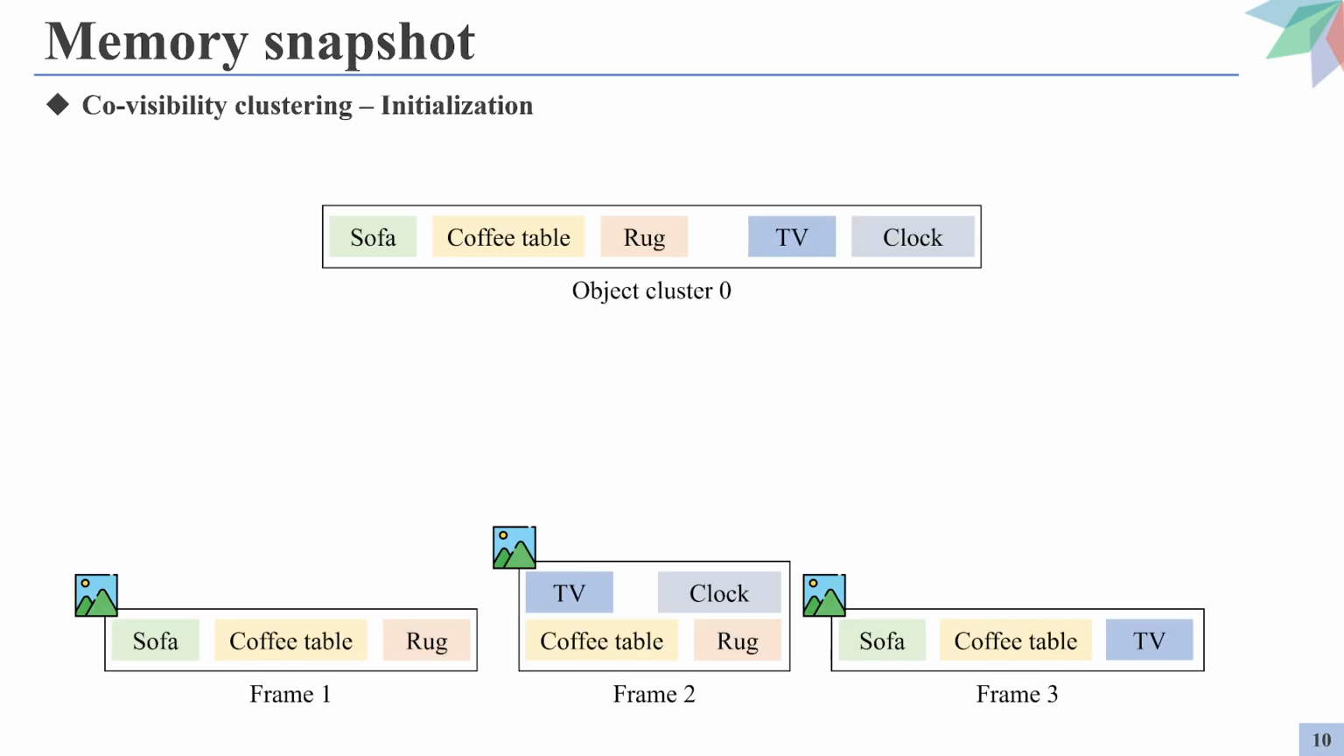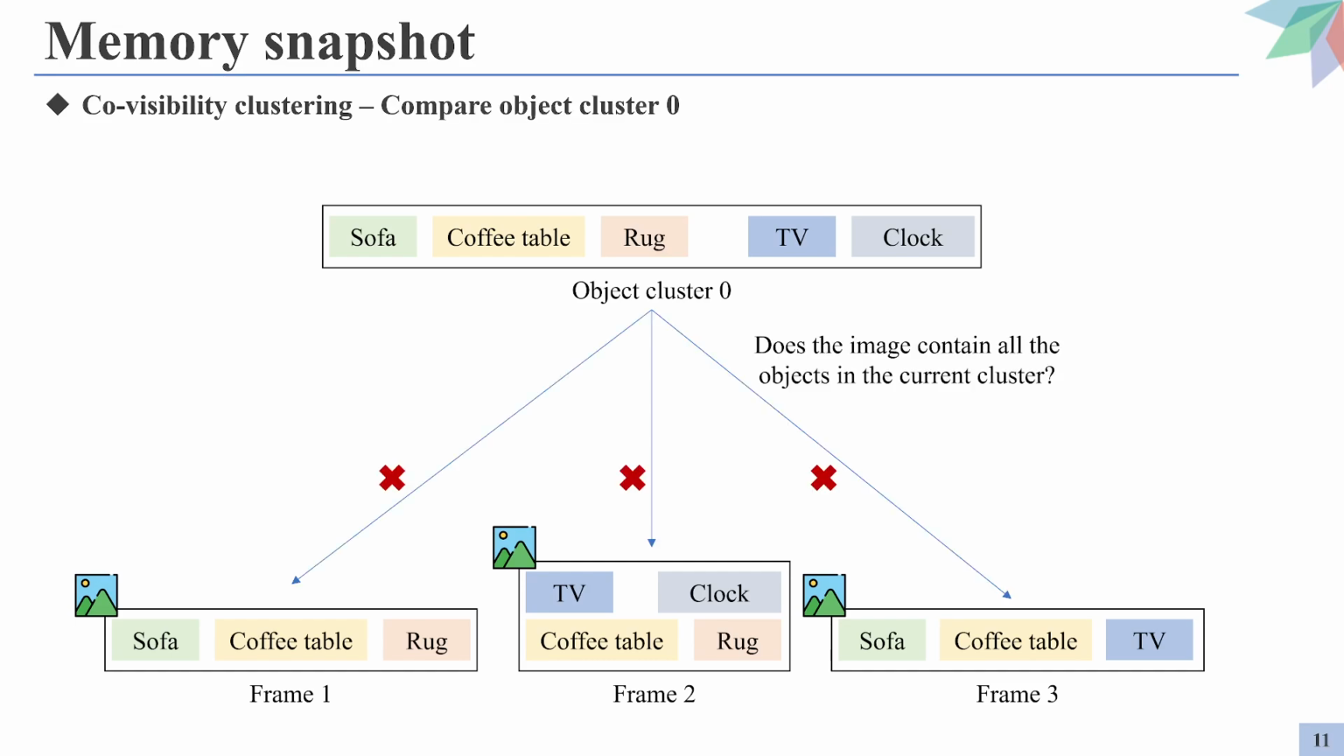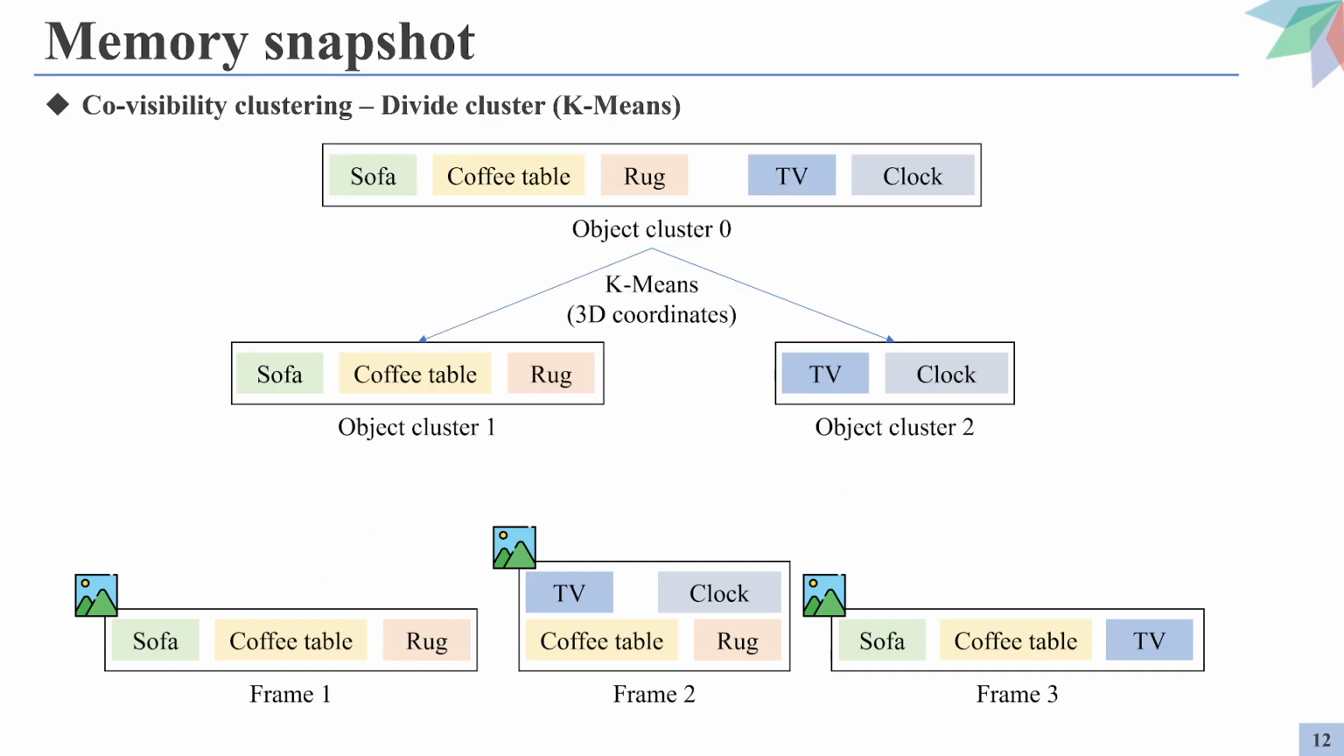We begin with a single object cluster that contains all detected objects in the scene. Next, we check whether any frame candidate contains all the objects in this cluster. We see that no such frame exists in the current step. We now proceed to divide the object cluster.